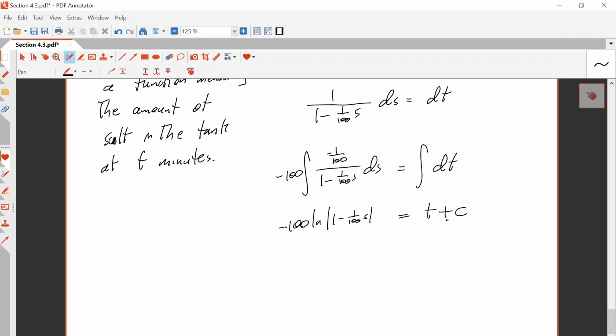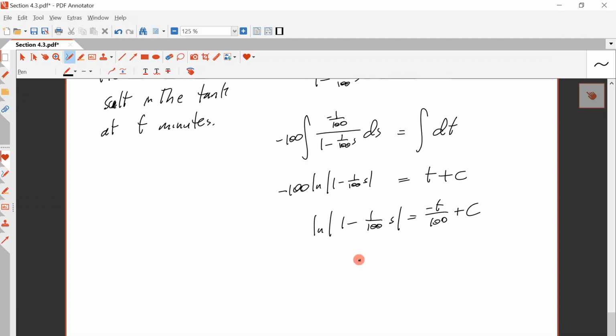Okay, so now first let's divide by that 100. We need to solve for s now. We always solve for s if we can, and here we can, using the exponential function. So this is minus t over 100 plus, and just leave it as c. It's c divided by negative 100, but it's still an arbitrary constant, so you don't have to write it like that. C is an arbitrary constant, so when you divide it by 100, it's still just as arbitrary as it was.